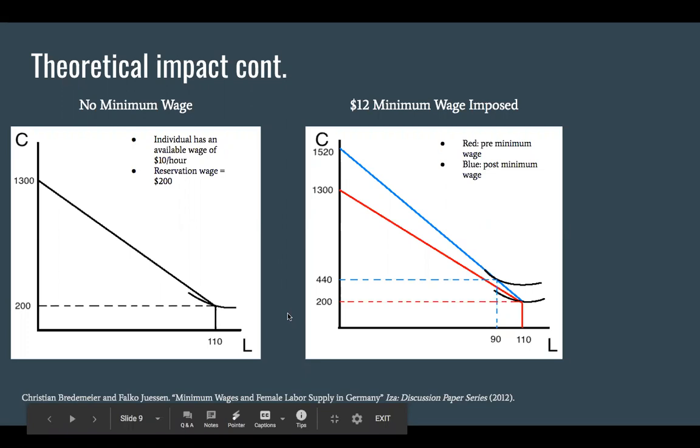So again, we see that when we implement minimum wage, the budget constraint shifts upwards and people now decide to enter the labor force as well as work more hours theoretically.